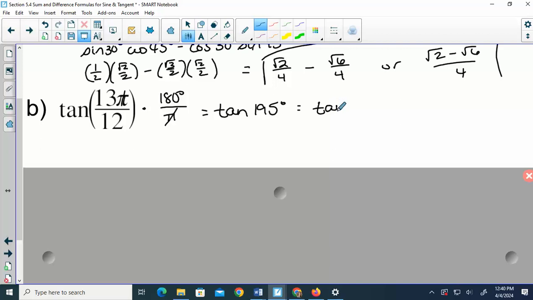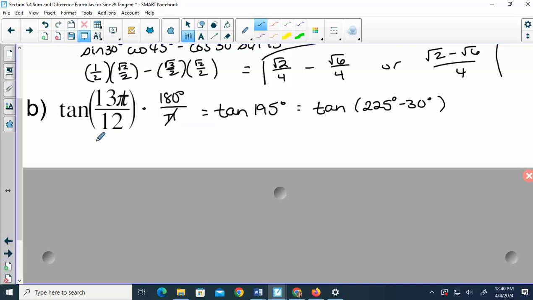Right, so we need two angles from our unit circle that add or subtract to 195. 225 minus 30. And there are different options. You could have done 45 plus 150. That would work as well. 135 plus 60. So lots of different options.